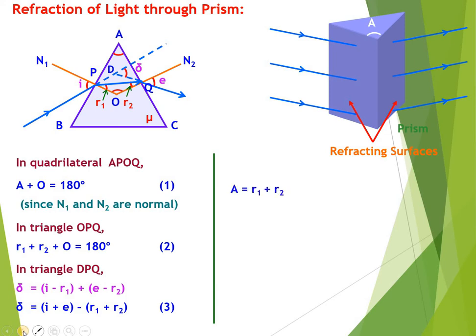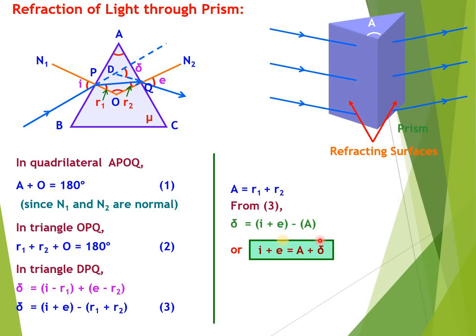So if we arrange this using equations 1 and 2, we obtain A equal to r1 plus r2, and instead of r1 plus r2 in equation 3, we can write A. So we obtain the relation i plus e equal to A plus delta. That means the sum of the angle of incidence and angle of emergence is equal to the sum of the angle of prism and angle of deviation. So this is an important relation. With the slight use of mathematics, we can determine this.